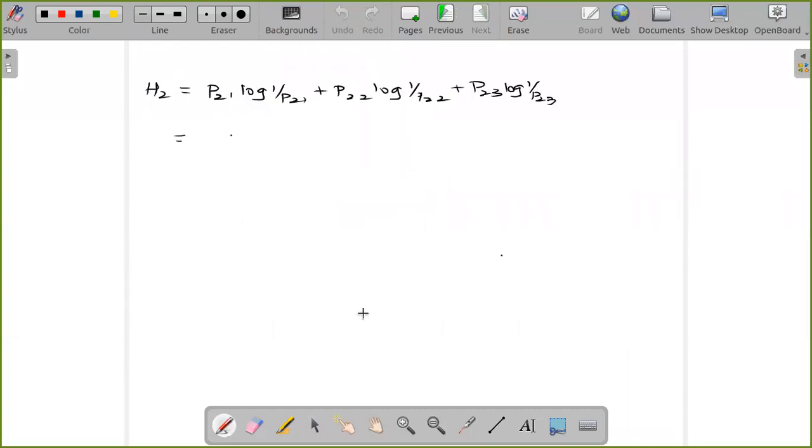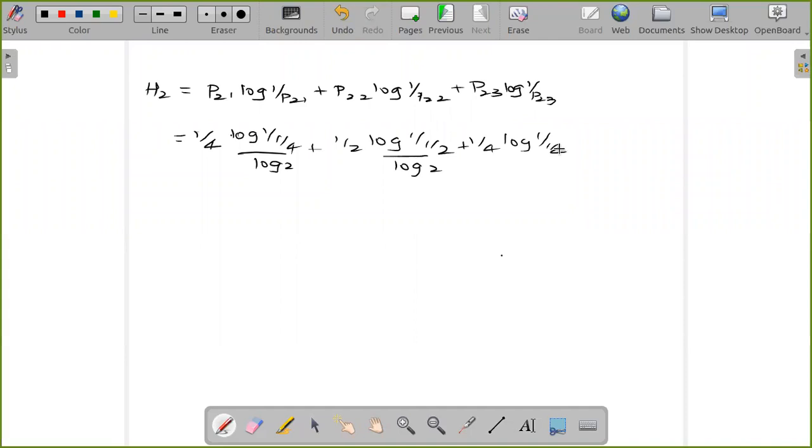So H2: P21 is 1 by 4, so 1 by 4 log 1 divided by 1 by 4 divided by log 2, plus 1 by 2 log 1 divided by 1 by 2 divided by log 2, plus 1 by 4 log 1 divided by 1 by 4 divided by log 2. So H2 equals 1.5 bits per symbol, right?